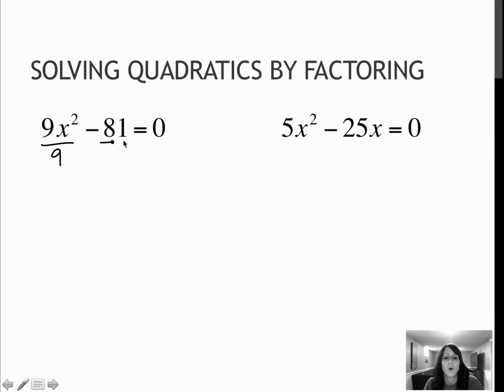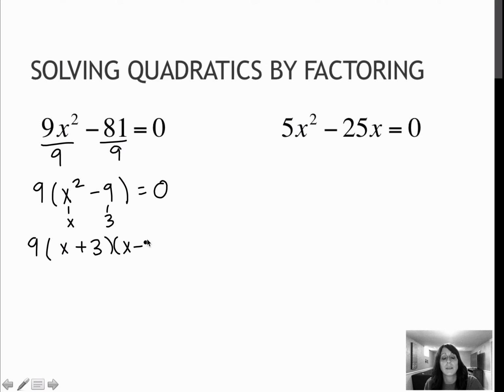And the first step is always, always, always take out a GCF. So if I take out a 9, that leaves me with x squared minus 9, and it's still equal to 0. We always want it equal to 0 so that we can find the zeros. Then I look at the remaining binomial that has 2 terms, and they happen to both be perfect squares. The square root is x and the square root is 3. And so the difference of squares pattern says add them and subtract them.